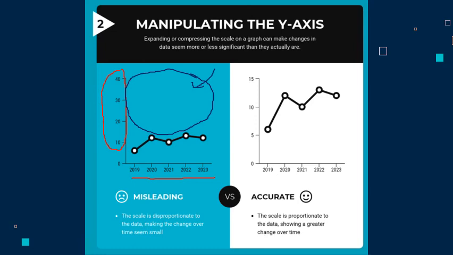Whereas a better graph would probably use a smaller scale, so use 5, 10, 15, going up by fives. And it actually shows there has been a fair bit of change year to year. It's gone up by approximately 5 here, then down by 2, and so on. Whereas here, it really looks like there's not much change at all. It looks quite flat.